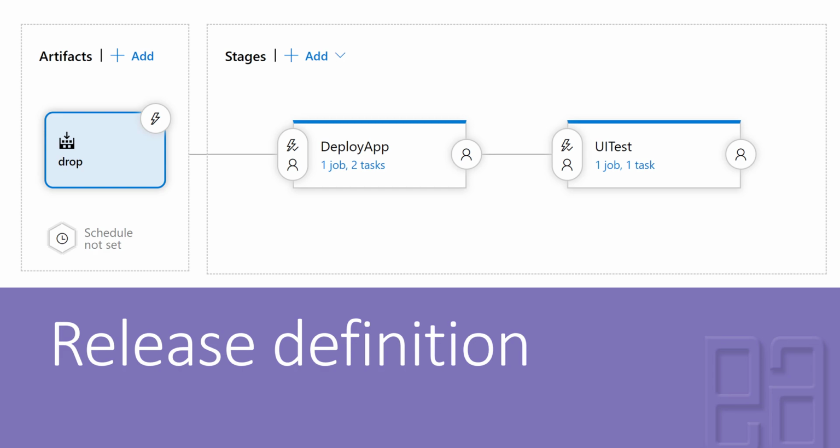Within this, I basically have two stages. The first stage is the deploy app, which is going to deploy the application within our own local Internet Information Server. I'll be deploying that, and then I'm going to be running the tests against the application, which is deployed on my local machine.